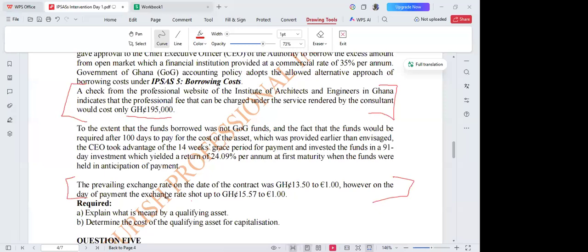So I think I agree with the lady. We have to use the 13.5. And later, when we are going to pay, and we see that there's an increase in the rates, we treat the difference as value loss or something. I think we don't have to add the rate difference to the value of the asset. So we treat that in the financial performance as a loss.